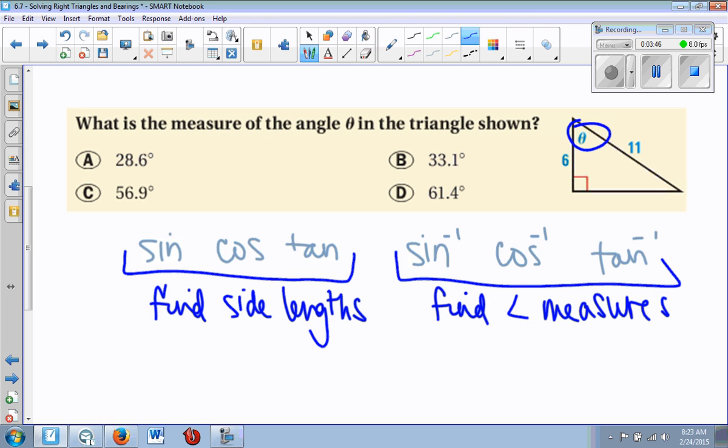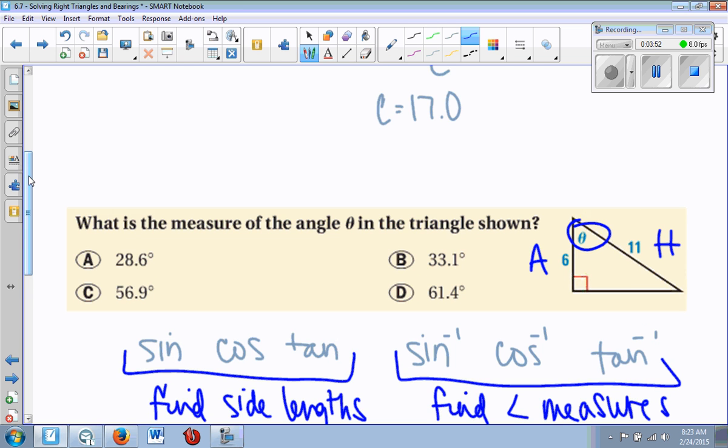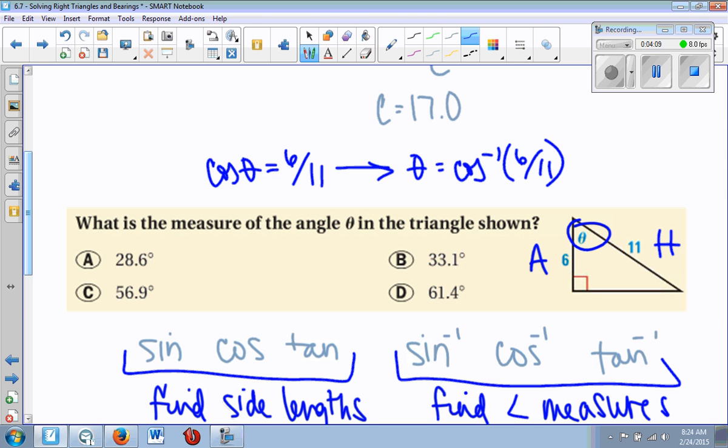So the two sides I'm given are the adjacent side and the hypotenuse. So that's going to lead me to use a cosine ratio. So we're going to say that cosine of theta is equal to the ratio of 6 over 11. In order to figure out what theta is, I'm now going to take the cosine inverse of that ratio, and that's going to give me my theta value. So in the calculator, taking cosine inverse of 6 over 11, I get 56.9. And looking at all of our answer choices, that would be letter C.